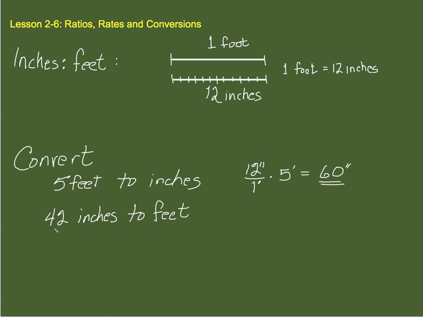Now if we want to convert 42 inches into feet, we need to know how many feet there are in 1 inch. Well, according to our conversion, every 1 foot has 12 inches. So that's 1/12 of a foot per inch. And we multiply that by 42 inches, and we get 3.5 feet.